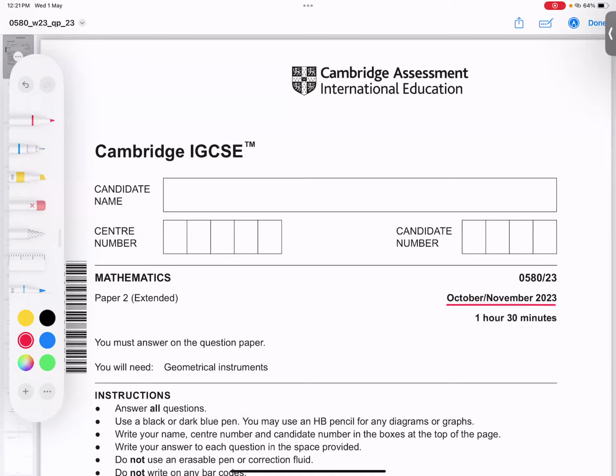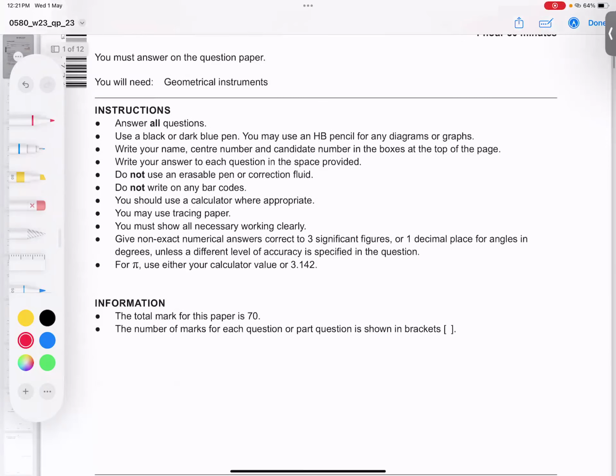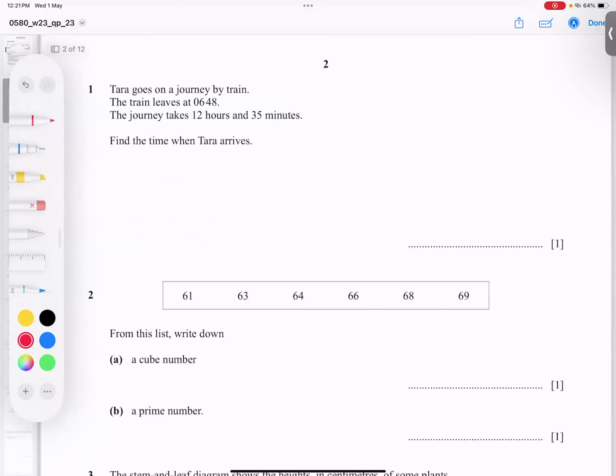And complete Paper 2 we are going to solve now. So have a look. Tara goes on a journey by train. The train leaves at 6:48 and takes 12 hours 35 minutes. Find the time when Tara arrives.